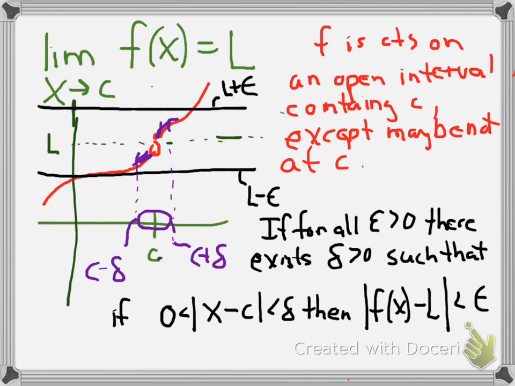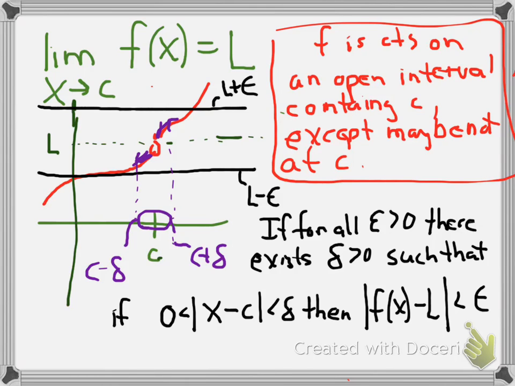some requirements for f. F has to be continuous. Notice it doesn't have to be differentiable, just continuous, on some open interval containing c. Now it doesn't have to be continuous at c itself. So in red up here, I've got f is continuous, right up in here. F is continuous on an open interval containing c, except maybe not at c itself. So it might have, like I've drawn here, an open circle.